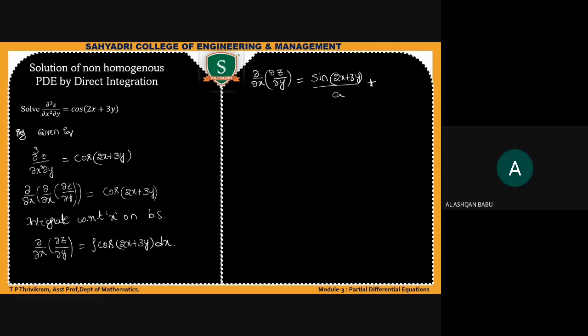Sir, they So divided here, by 2x plus 3y, sir. huh? No, divided by, it Sine is not 2x.